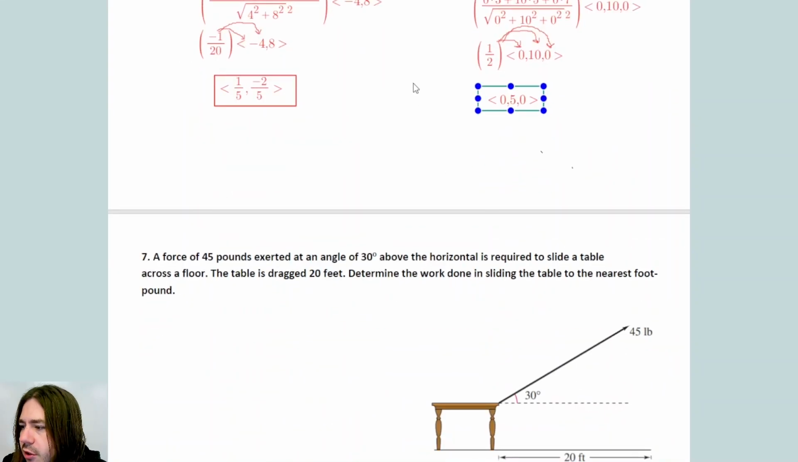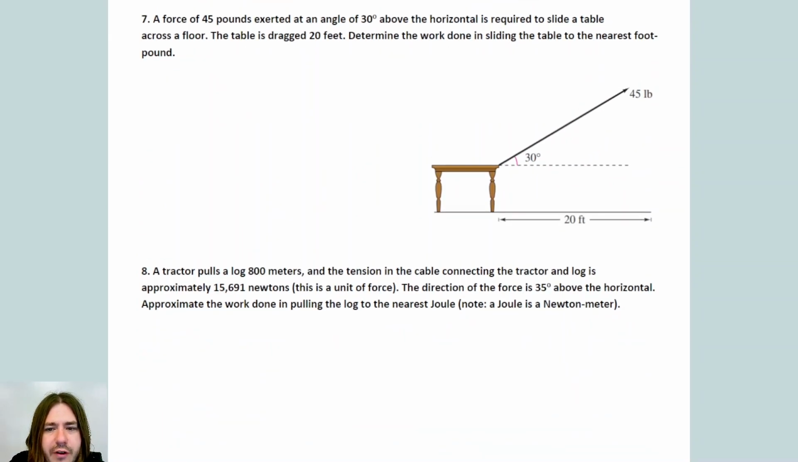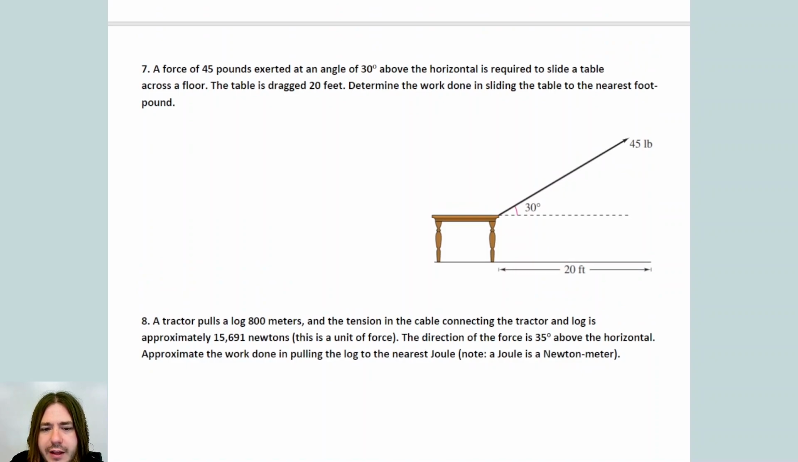All right, so let's take a look at some physics problems here. On number 7, we're trying to find the work done by dragging this table across the floor. We're pulling with a force of 45 pounds at this 30-degree angle, and we're dragging it 20 feet. But ultimately what you need to do is just find the dot product of the displacement vector and the force vector.